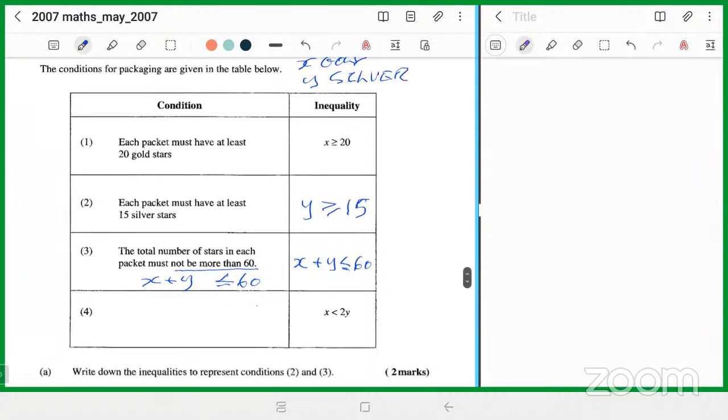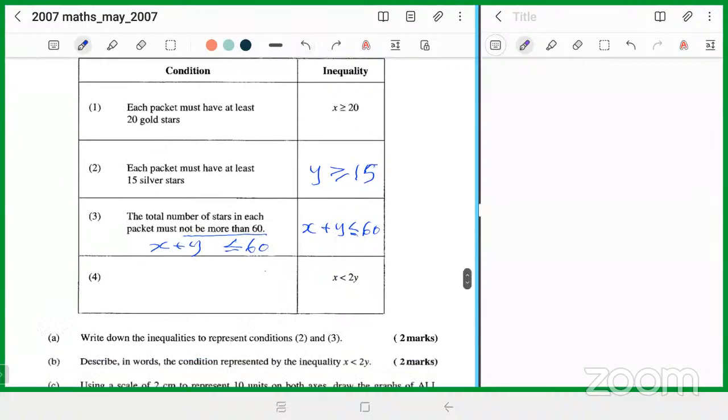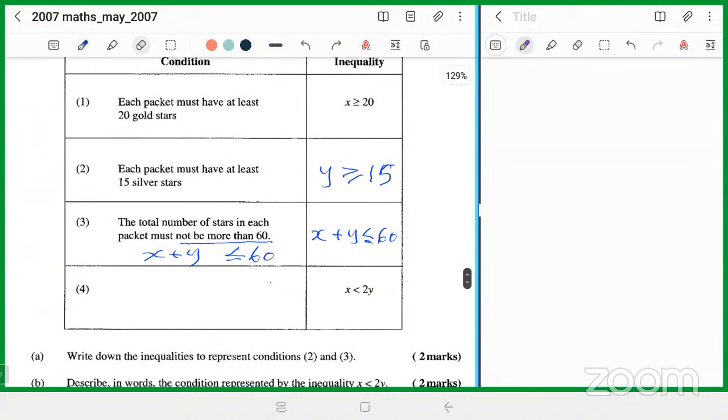And now they give you this one, and you have to write the meaning for it over here. Remember, guys, it has to be in terms of the number of gold stars and the number of silver stars. That's what it is, because this is the number of gold stars, that's the number of silver stars. So tell me now, what would you have to write for this one? Or what could you write for this one?